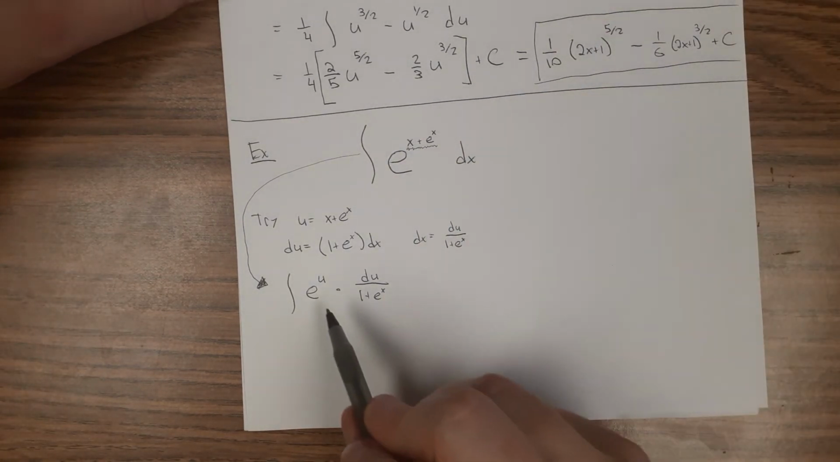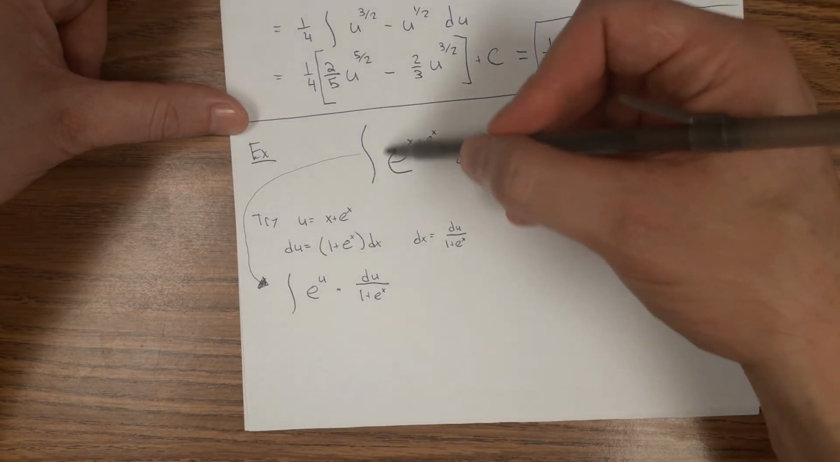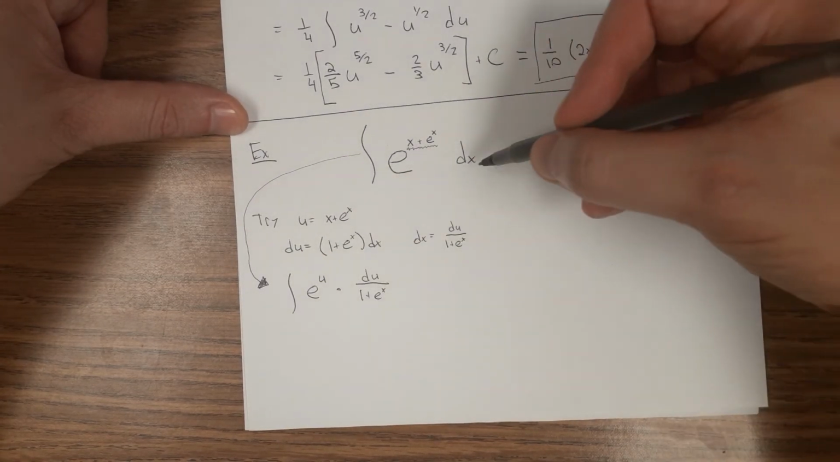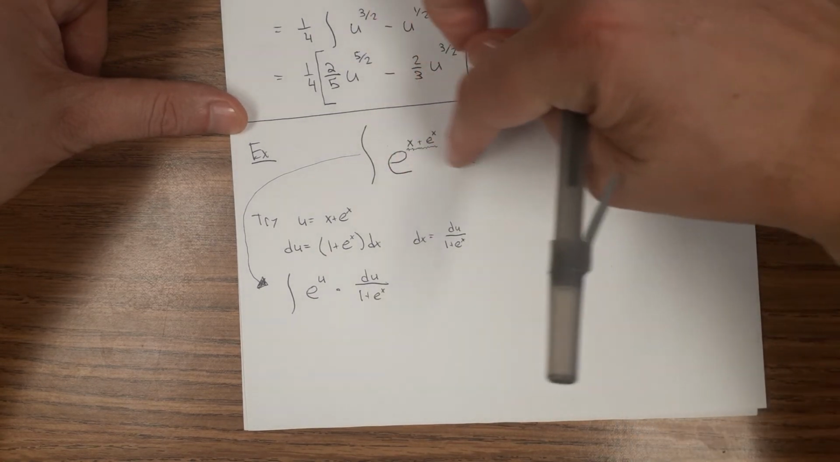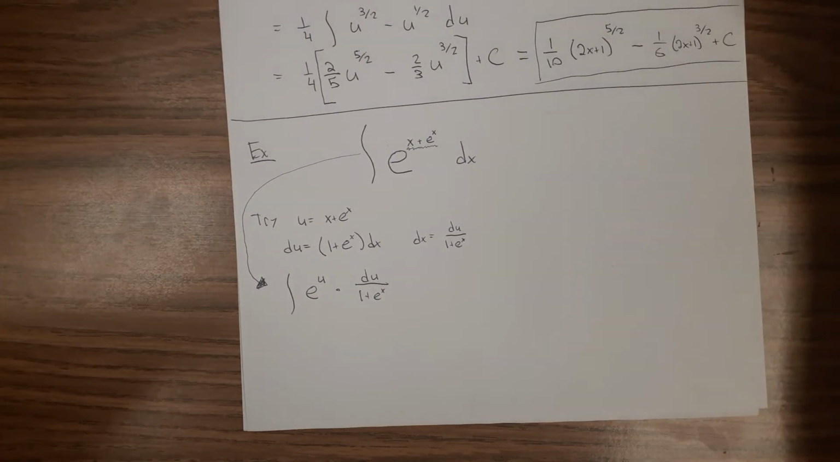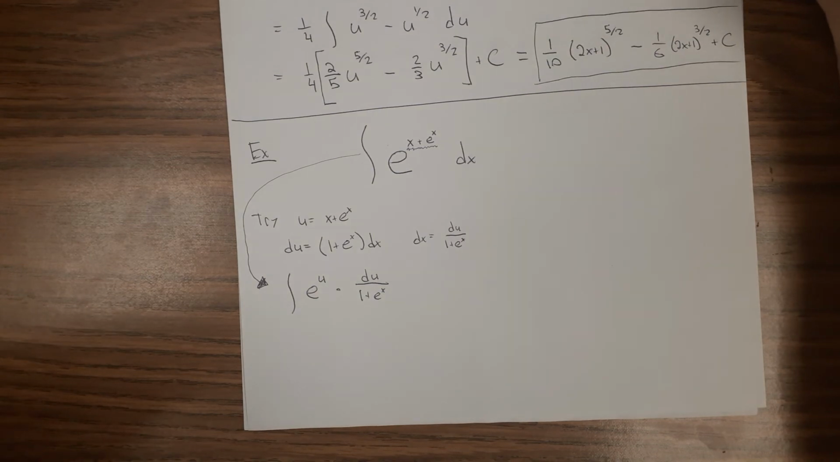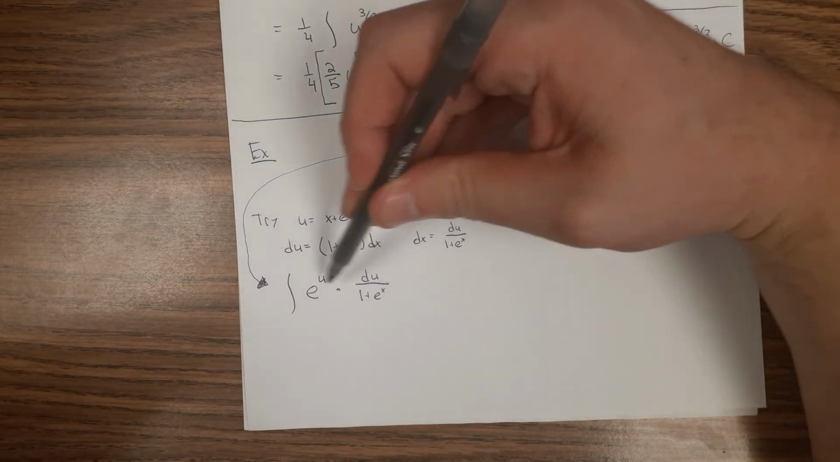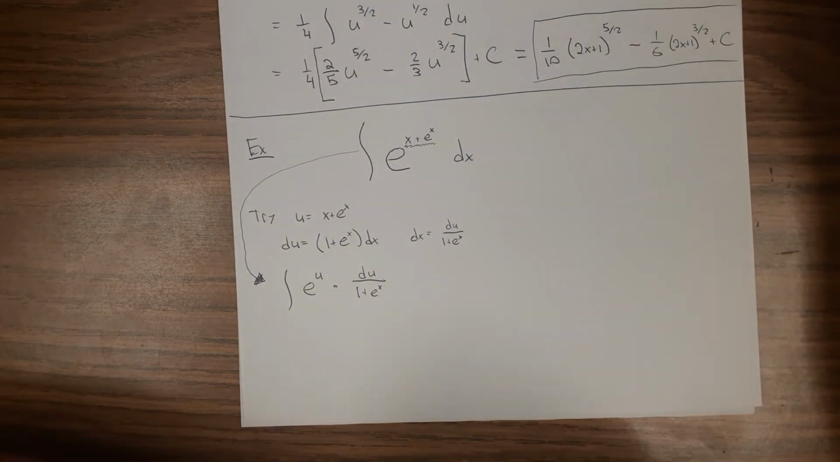Okay, and at least everything's accounted for, because this part was the e to the u, and the dx got replaced with this. So everything up here is accounted for, but I wouldn't say my substitution is complete yet, because this still involves both u's and x's. And again, I don't see a 1 plus e to the x to cancel with this 1 plus e to the x or anything like that.